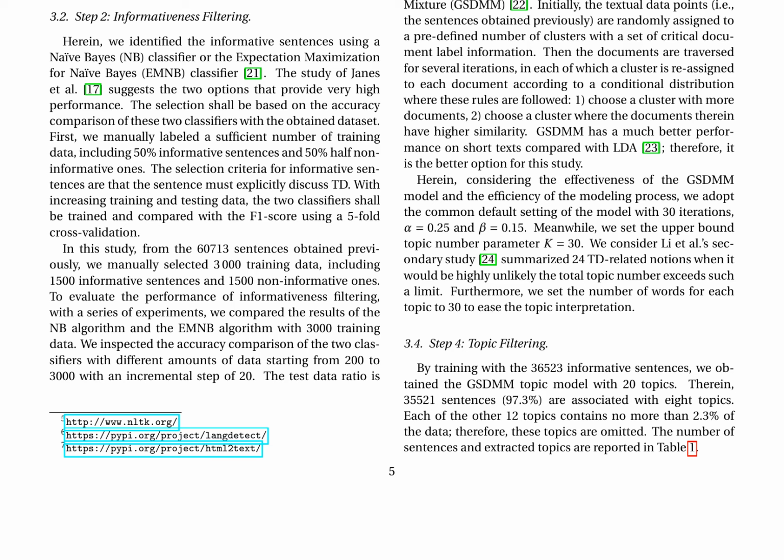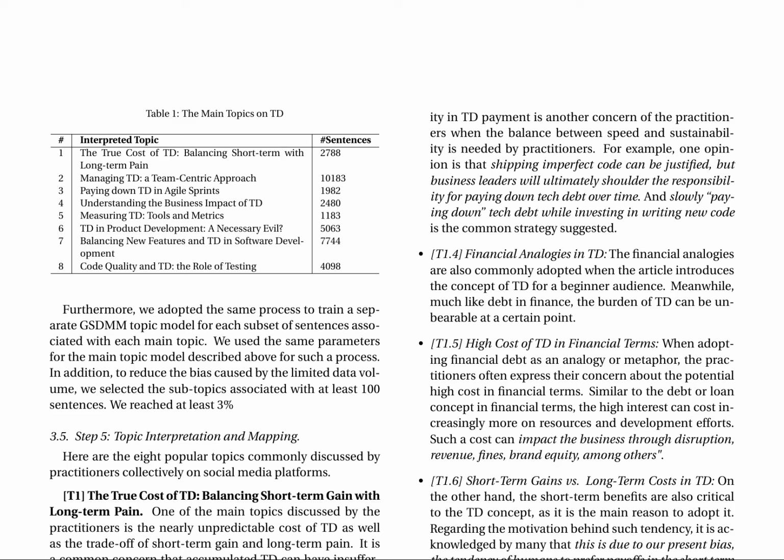The main topics include discussions on the true cost of TD, managing TD through a team-centric approach, paying down TD in agile sprints, understanding the business impact of TD, measuring TD, TD in product development, balancing new features and TD, and code quality and TD.